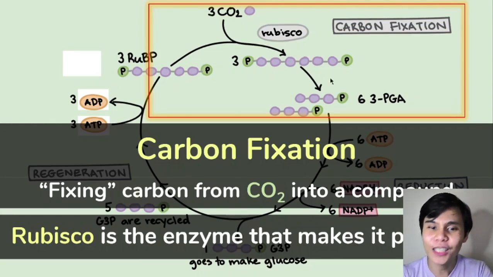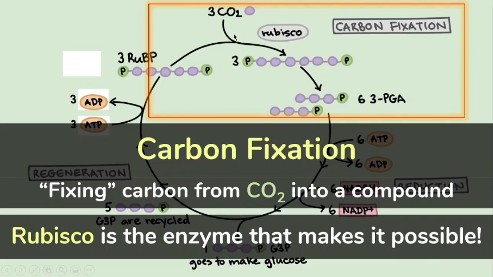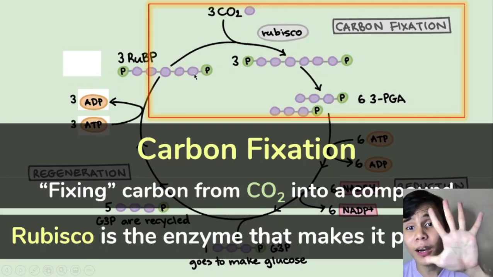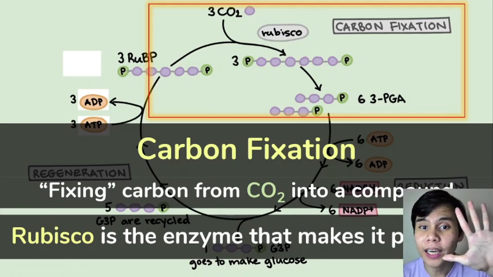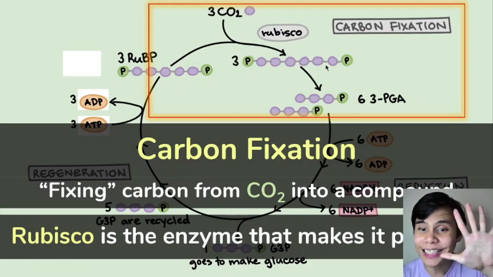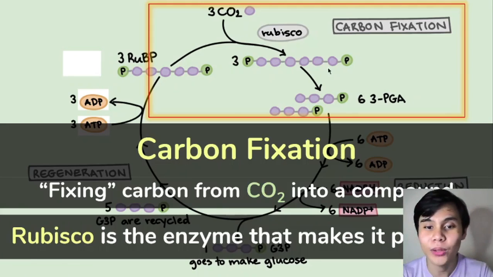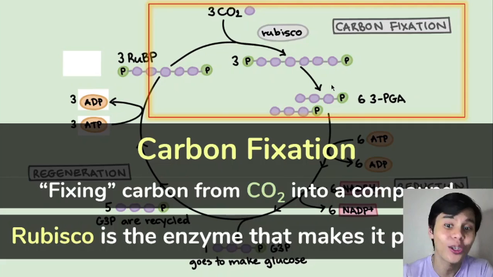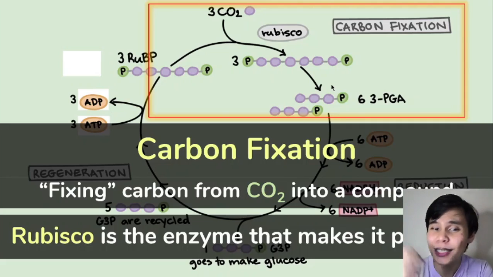First step, carbon fixation. From the term itself, we're fixing carbon from carbon dioxide into a compound. Let's see what's happening here. When we stop here, we can see the carbon dioxide from the atmosphere being fixed into a different compound. Coming from here, we have 1, 2, 3, 4, 5 blue circles. Those blue circles are carbon atoms. Those 5 carbon atoms, you add 1 carbon atom from the carbon dioxide, and it becomes 6 carbon atoms in that one compound. So that's basically carbon fixation. You're adding the carbon from carbon dioxide into a compound.